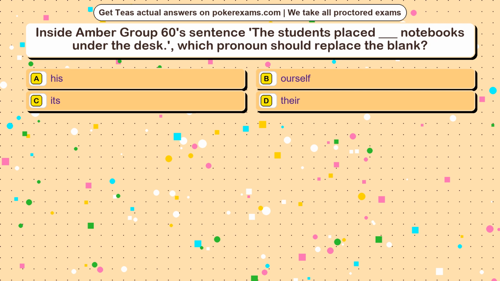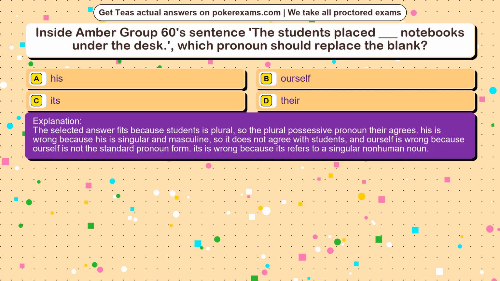The correct answer is option. The selected answer fits because students is plural, so the plural possessive pronoun their agrees. His is wrong because his is singular and masculine, so it does not agree with students, and herself is wrong because herself is not the standard pronoun form. Its is wrong because it refers to a singular non-human noun.